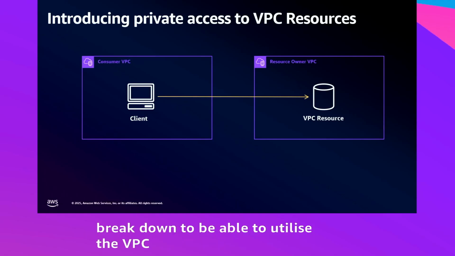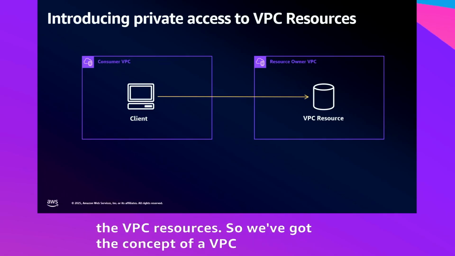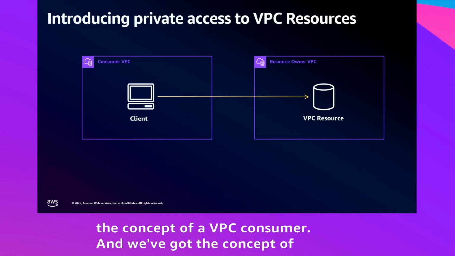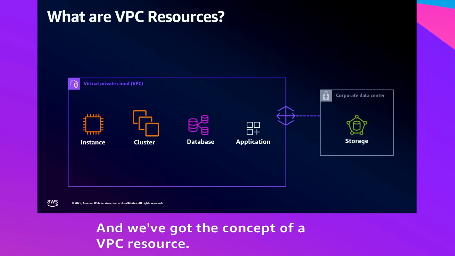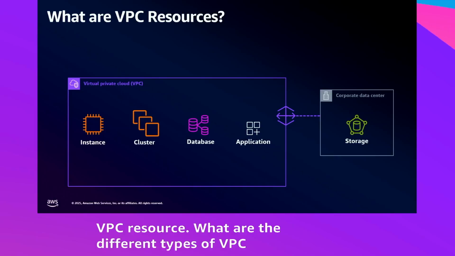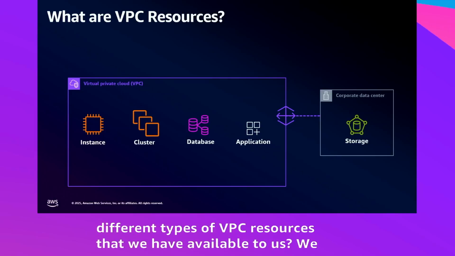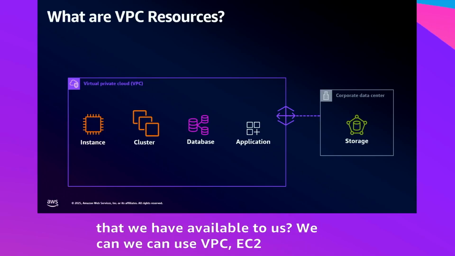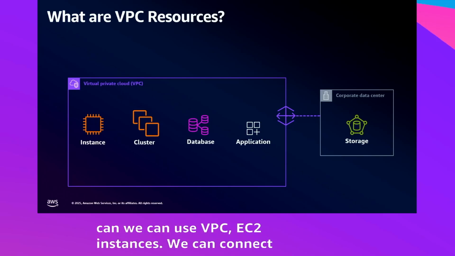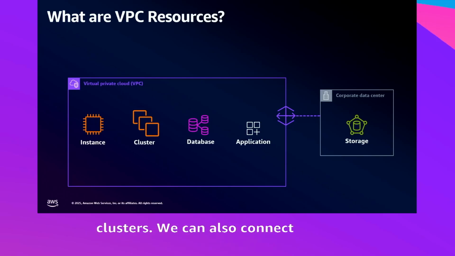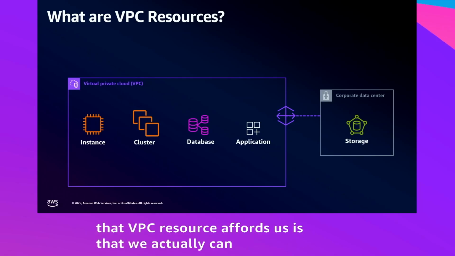So we've got the concept of a VPC consumer, and we've got the concept of a VPC resource. What are the different types of VPC resources that we have available to us? We can use EC2 instances. We can connect to clusters. We can also connect through to different databases. And one of the flexibilities that VPC resource affords us is that we actually can also connect up to the on-prem environment.